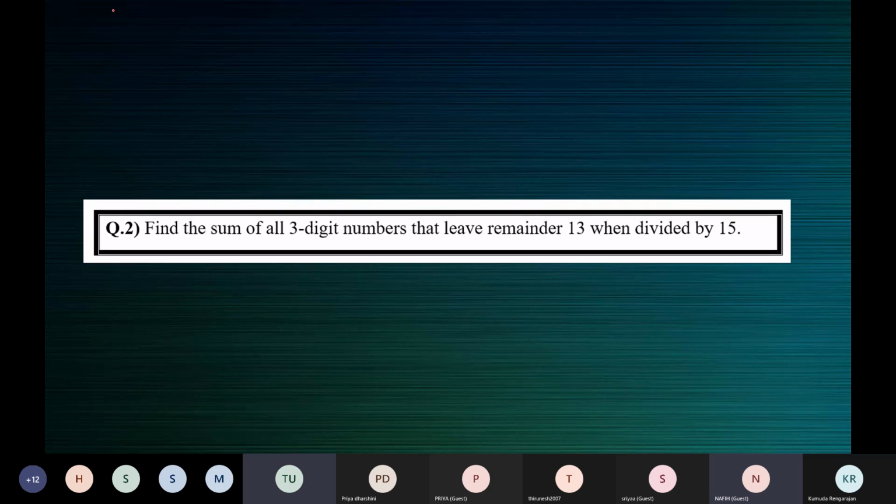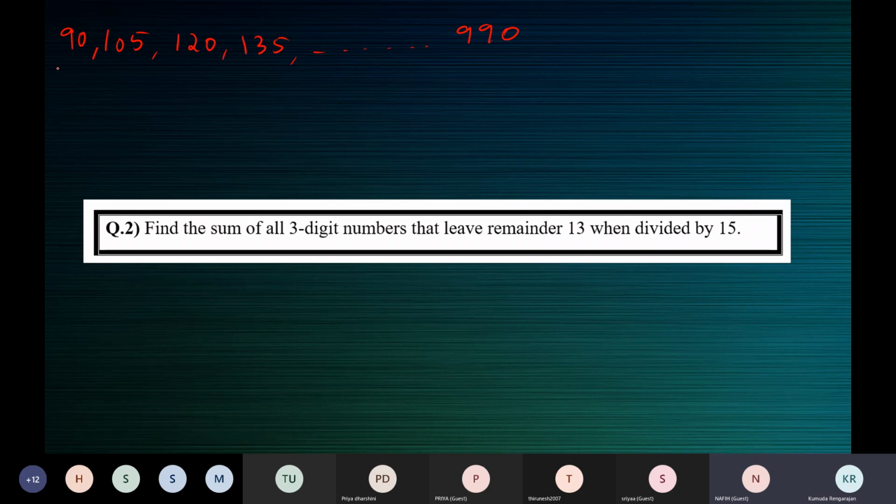105, 120, 135, 150, and so on till? 990. Okay. Just take one number ahead of this also. After this, you don't have to take because that will be a 4-digit number. Just take one number before the first 3-digit number. Take the previous one, 90.